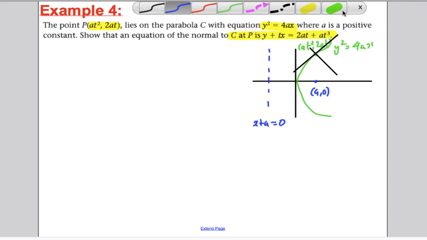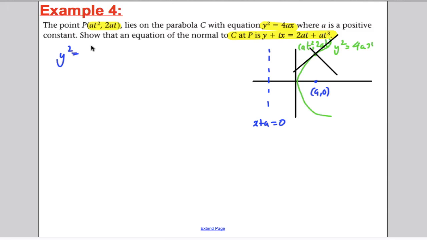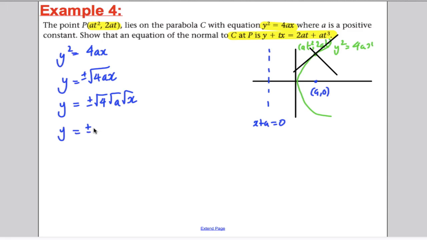Okay, let's start off simply. Let's start off by working out the equation of the tangent. So we know y squared is equal to 4ax. If we take square roots, y is therefore plus or minus the square root of 4ax. Y is therefore equal to plus or minus root 4 root a root x, and y is therefore plus or minus 2 root a root x, and I might write that as y is equal to plus or minus 2a to the half x to the half, so I can differentiate in a second.